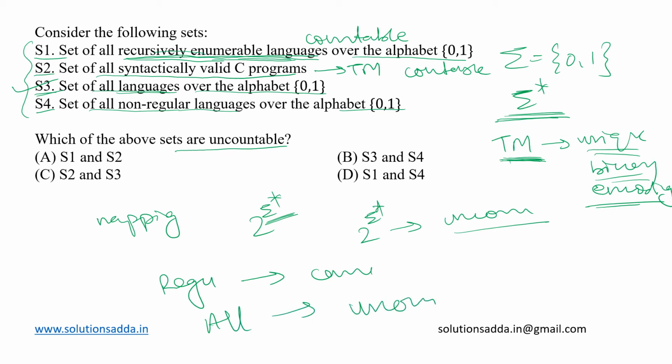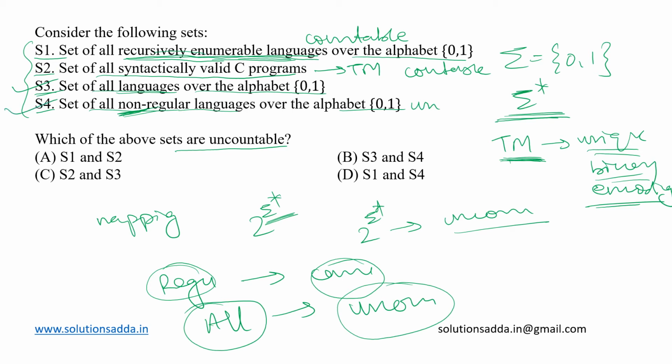So if we want a set of non-regular languages, that would mean taking out these regular languages from all possible languages, which means from this uncountable set we are taking out some countable part out of it. So the set of all non-regular languages would still be uncountable. So that would also be a part of our answer.